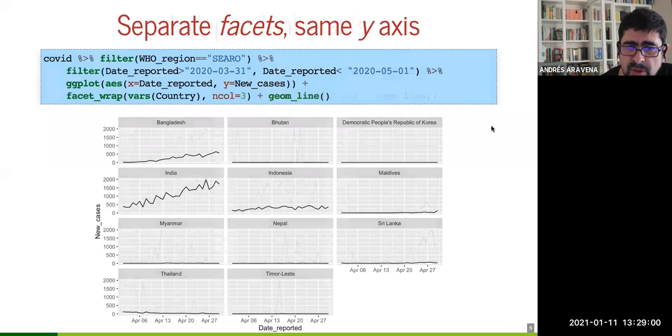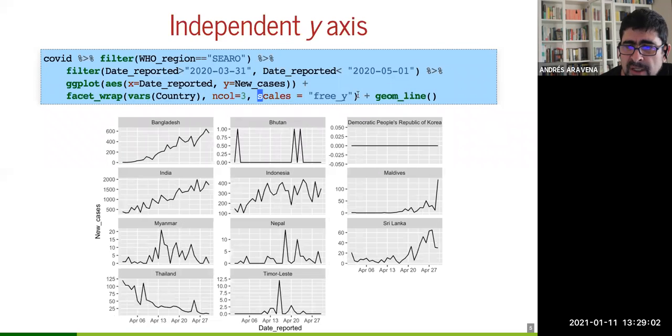You can have an option in Facet Wrap that the scales can be free. You can free X, free Y, or free everything. So now you see every graphic has their own vertical scale. This is 0 to 600, this is 0 to 1, this is 0 all time. This is 500 to 2000, and you see that they are different. So you just compare this slide with the previous slide. Fine.